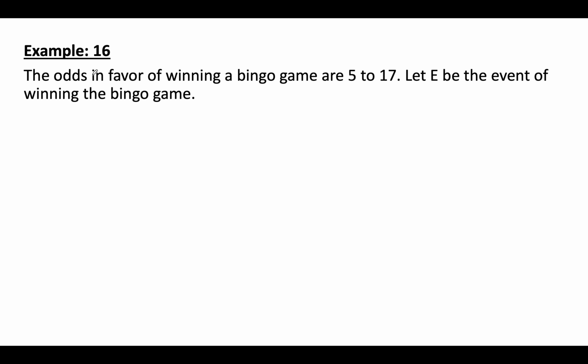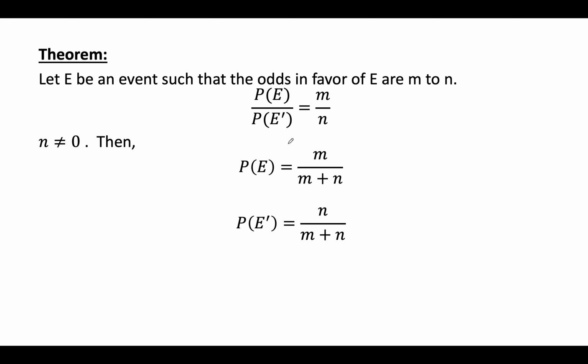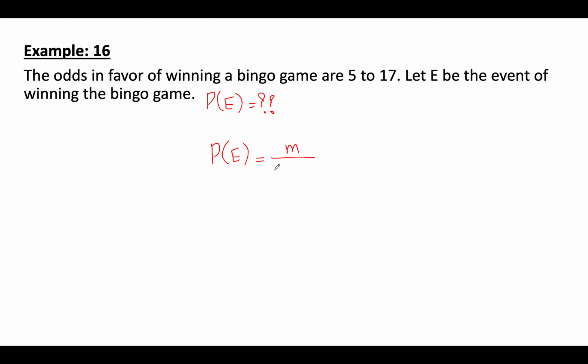Here is an example. The odds in favor of winning a bingo game are 5 to 17. Now let E be the event of winning the bingo game. We need to find the probability of E. To do so, we will just recall the past theorem, which says that the probability of E is equal to M over M plus N. What is M?